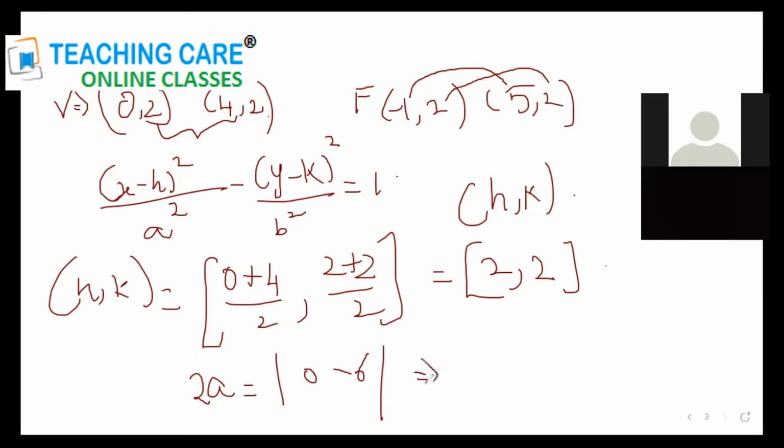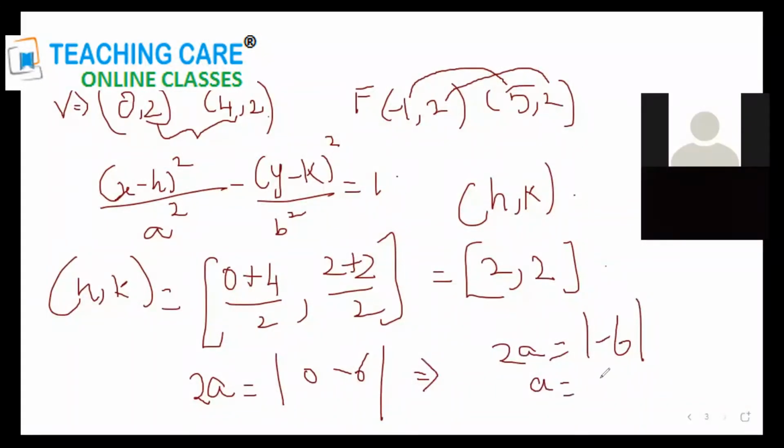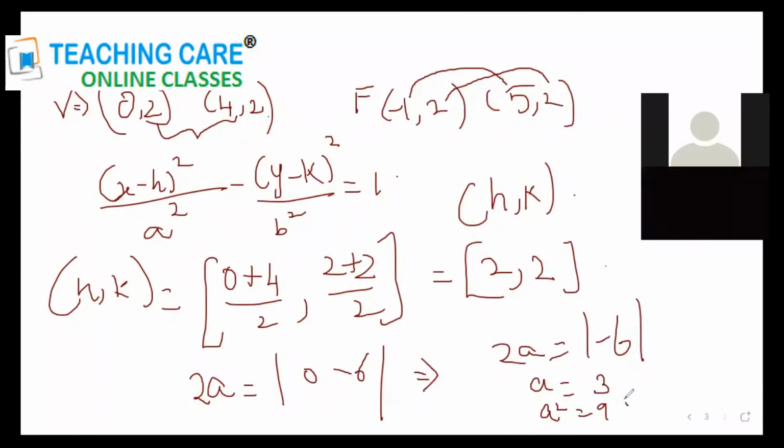Now, from this we can calculate the absolute value of negative 6, so a will be equal to 6 divided by 2, which is 3. Understood? Got it? So a squared will be equal to 9. Now we have to find c squared, and then from that, using the formula c squared equals a squared minus b squared, you can find your b squared.